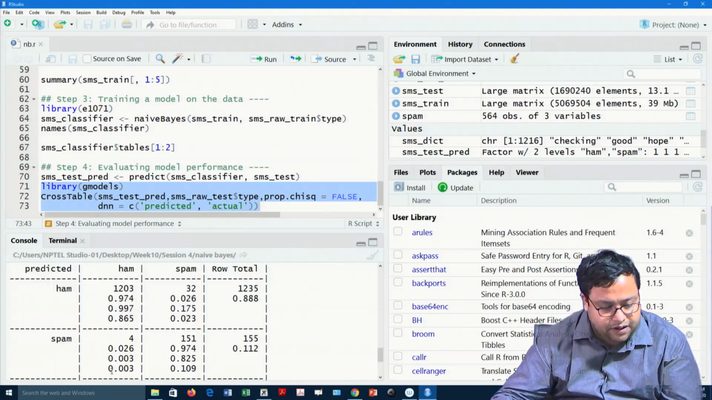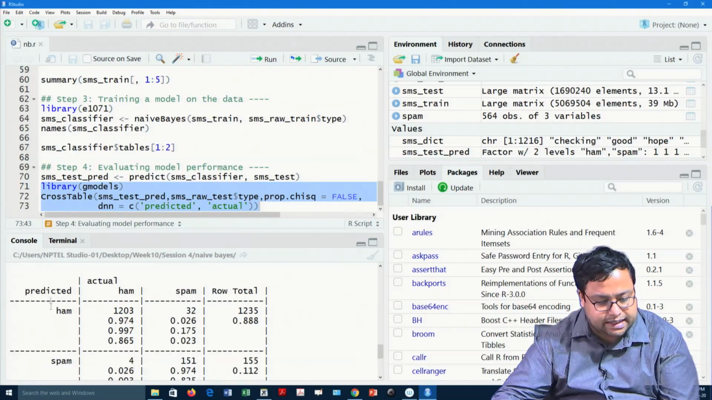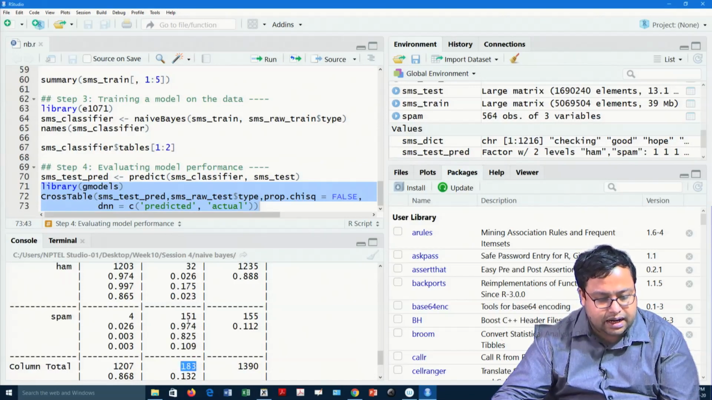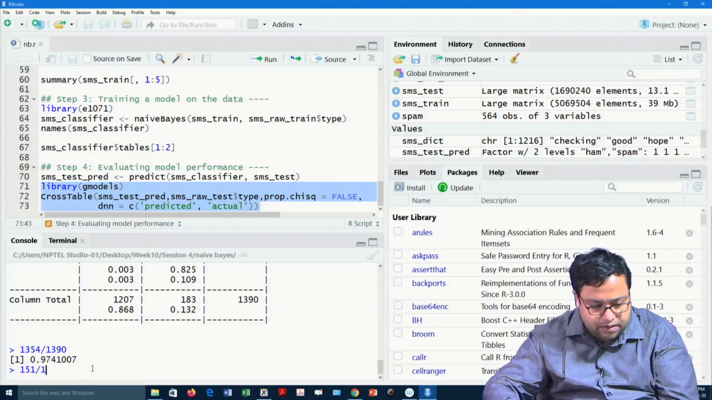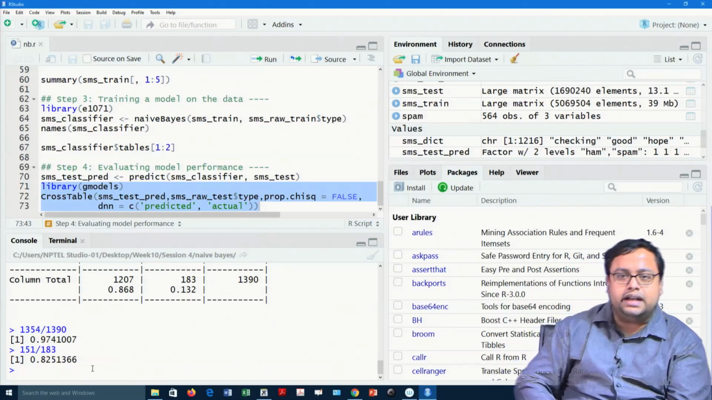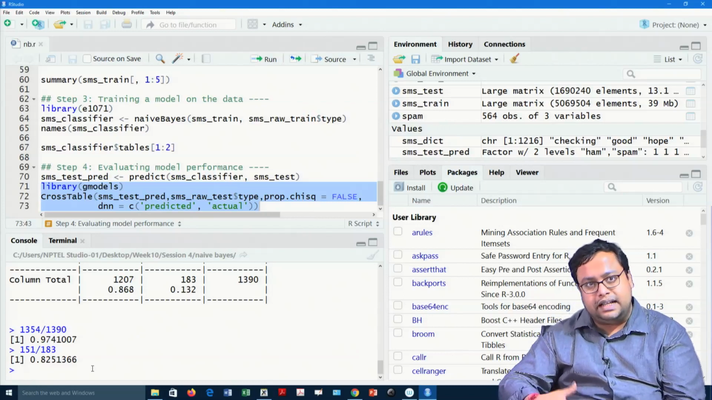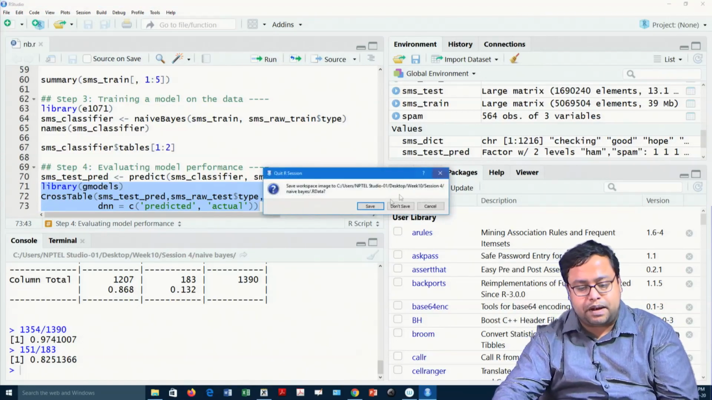And if I think about spam detection, this is actual, this is predicted. Actually there was spam 183 and I am correctly predicting 151 out of them. So, 151 divided by 183, I am correct 82% of the time in the spam detection part. So, more correct in the ham detection part, less correct in the spam detection part, but still it is giving pretty good results. That is how we can use the naive Bayes algorithm in spam detection.